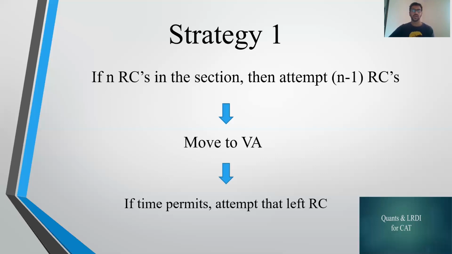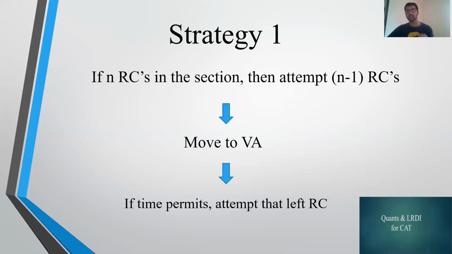So basically this strategy says that if n RCs are there, attempt only n minus 1 RCs. You select those RCs in the first place, then quickly move to the VA part, and if there is time, you can jump to the third RC as well. This is the strategy that many people adopt when it comes to solving this section. And if you ask me personally, I also solve the VRC section with this particular strategy.